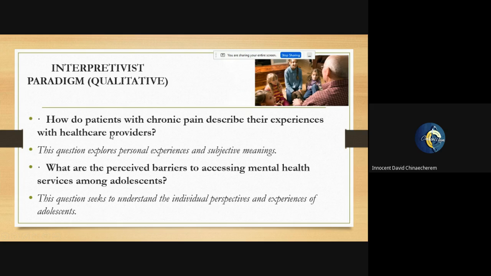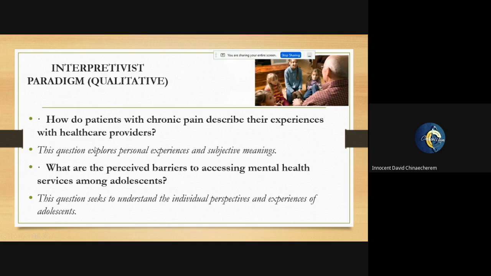So moving on to the interpretivist paradigm, let's look at some of the types of research questions that we can find out are for interpretivism. Let's say, how do patients with chronic pain describe their experiences with healthcare providers? Now, for you to ascertain their experience, you need to sit them down and interview them. You need to engage them either in an ethnography or in a focus group discussion. So this question explores personal experiences and subjective meaning. At the end of the day, you find them giving in-depth information about their experience.